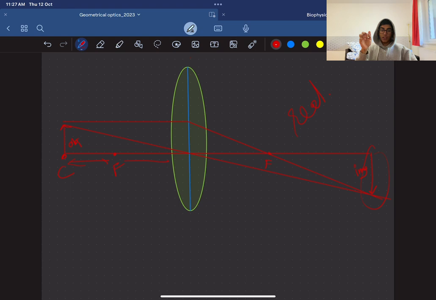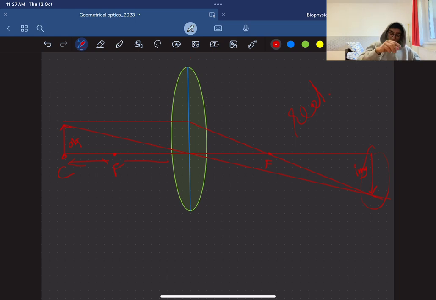The point is, as you get closer to the lens, your image size increases. As you keep going farther away from the lens, your image size decreases. As you come closer, it increases. So this is our real image.